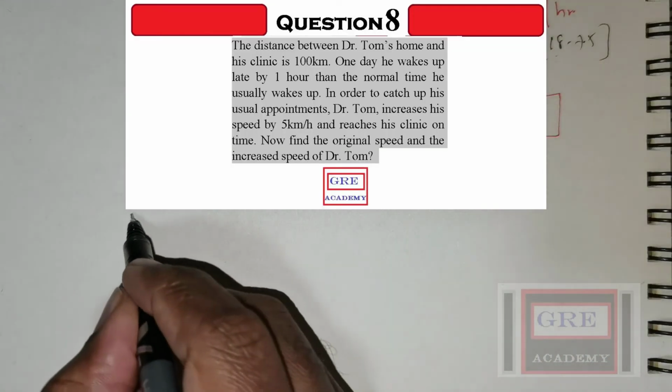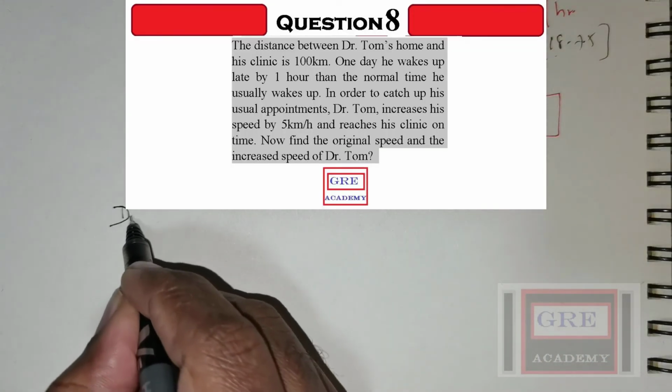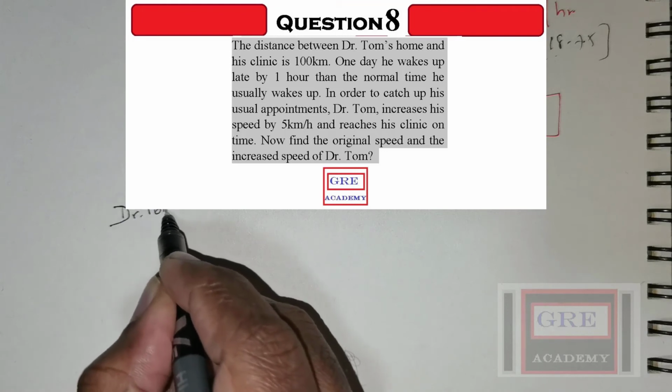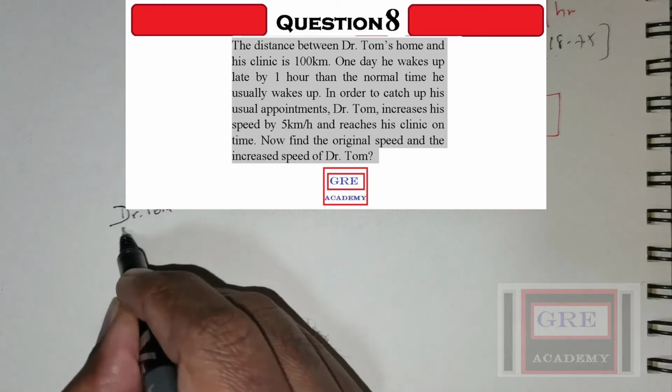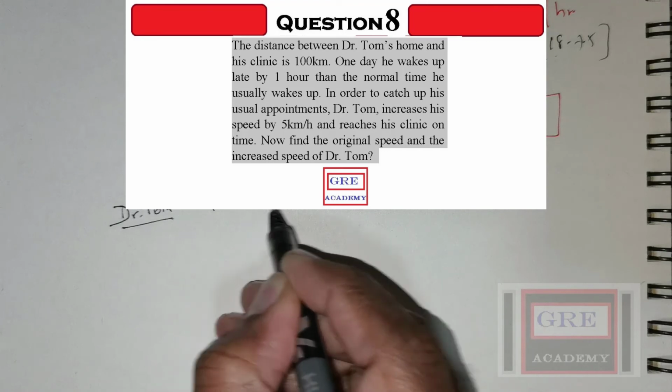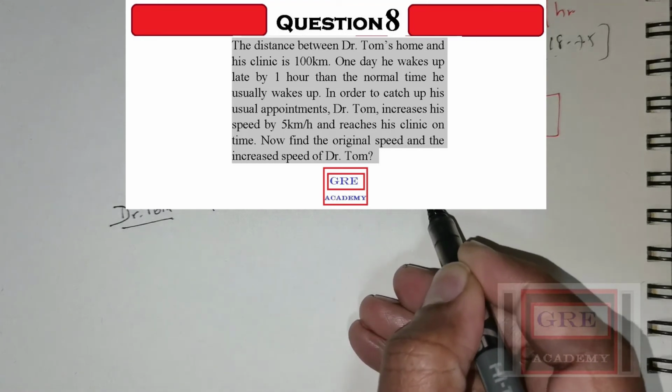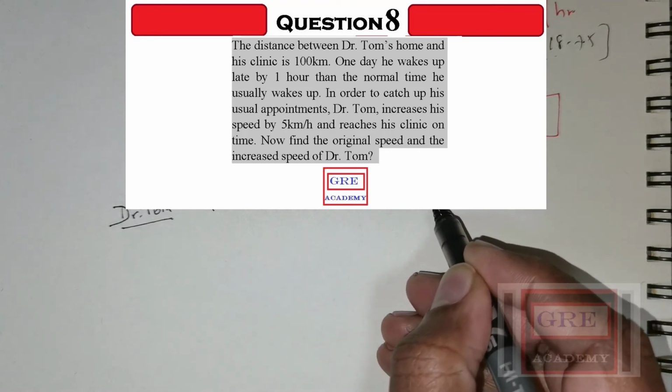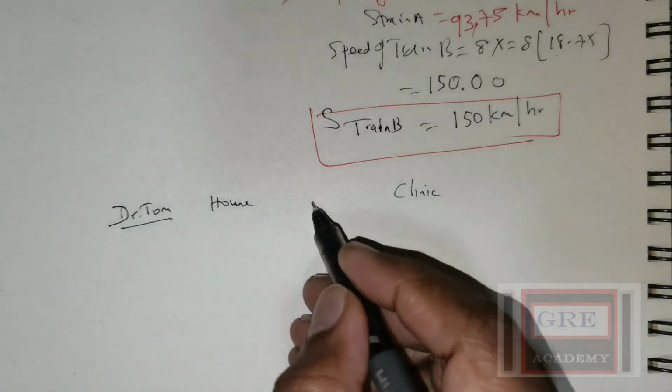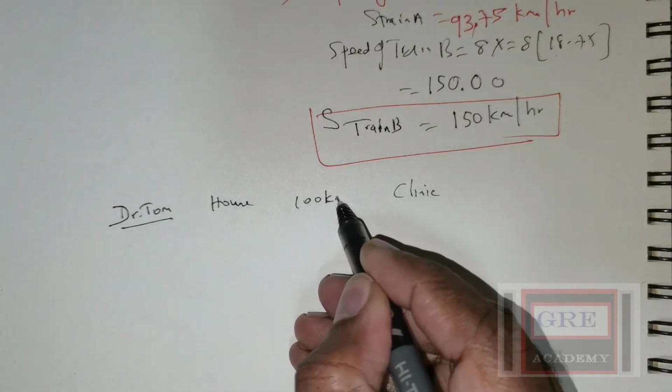So students, in this question we are given that the distance between Dr. Tom's house and his clinic is actually 100 kilometers.